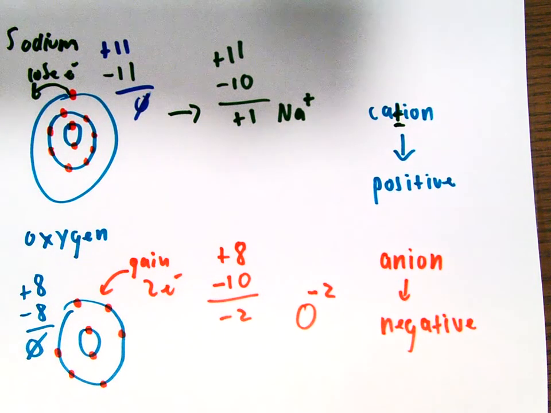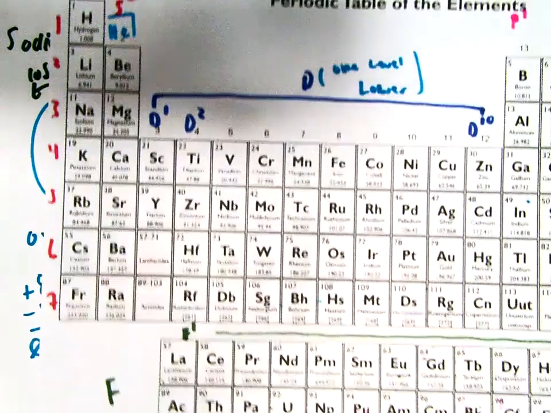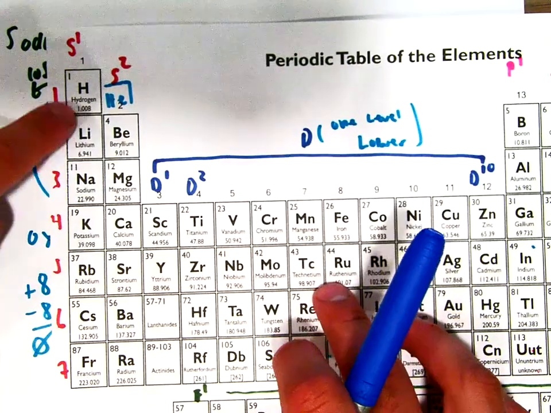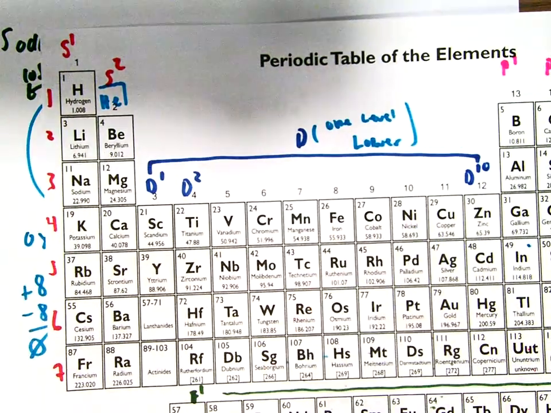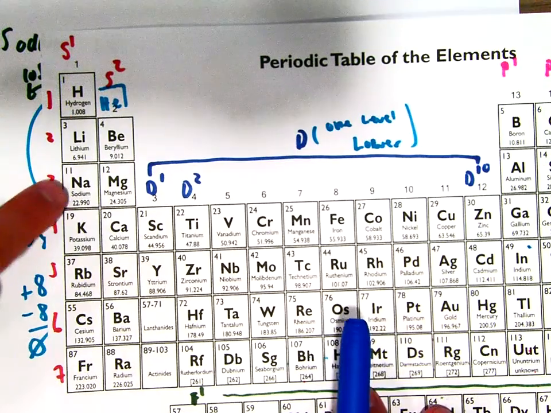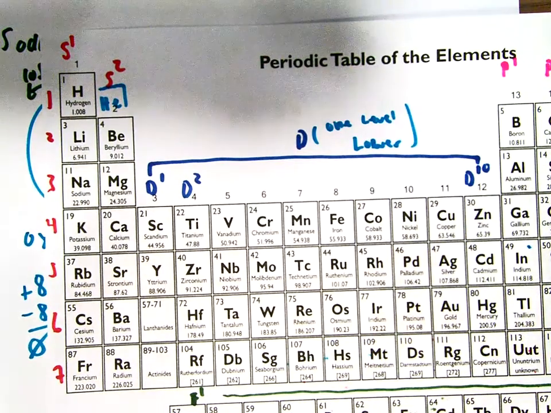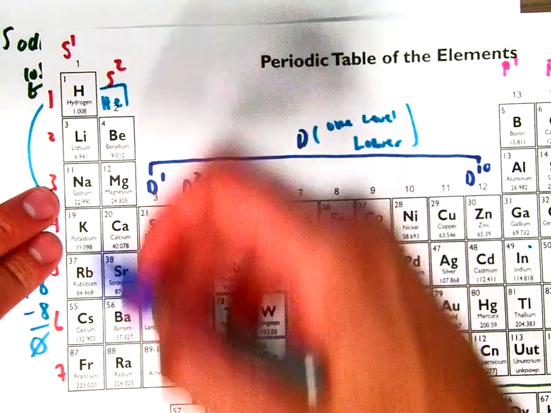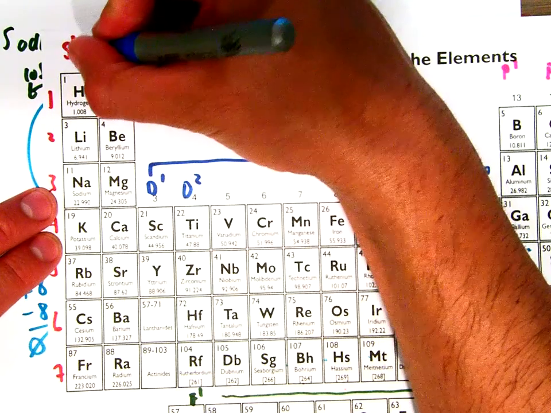Okay, now let's go over whether things lose electrons or whether they gain them. So if we look at our periodic table here, everything in this first group has one valence electron. So they're all going to do the same thing as sodium. They're all going to lose one electron. So everything here forms a +1 ion.